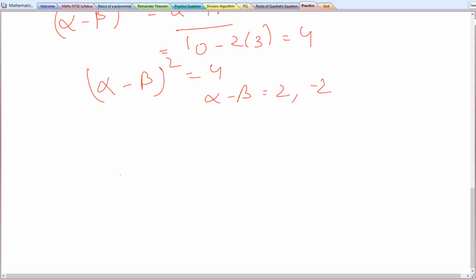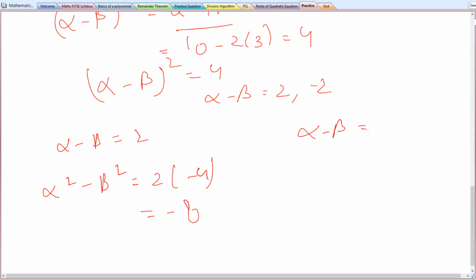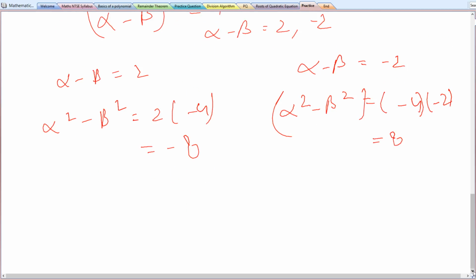How? Let's see. If alpha minus beta is 2 and alpha minus beta can also be minus 2, there are two possible scenarios. If alpha minus beta is 2, alpha square minus beta square becomes 2 into minus 4, which is equal to minus 8. If alpha minus beta is equal to minus 2, alpha square minus beta square becomes 8. Now why the possibility of two values?